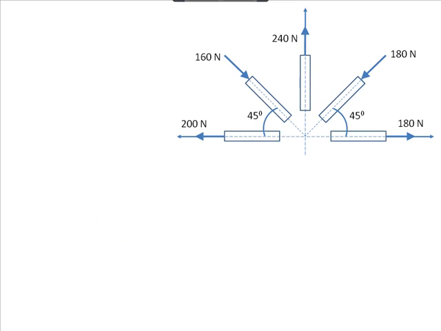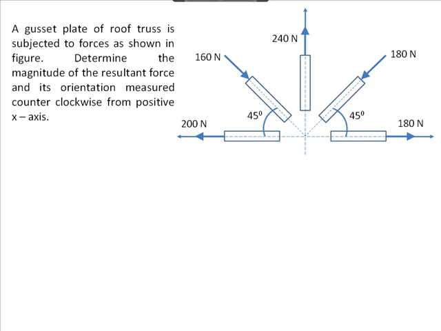Look at one more problem. Here, 1, 2, 3, 4, 5 forces. The problem reads like this. A gusset plate of roof truss is subjected to forces as shown in figure. Determine the magnitude of the resultant force and its orientation measured counterclockwise from positive x-axis.